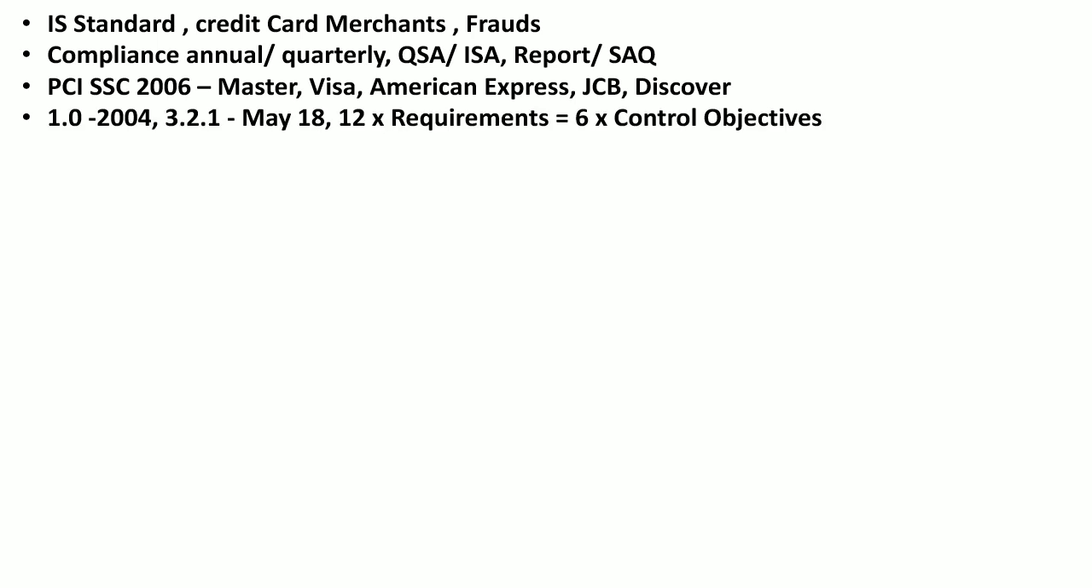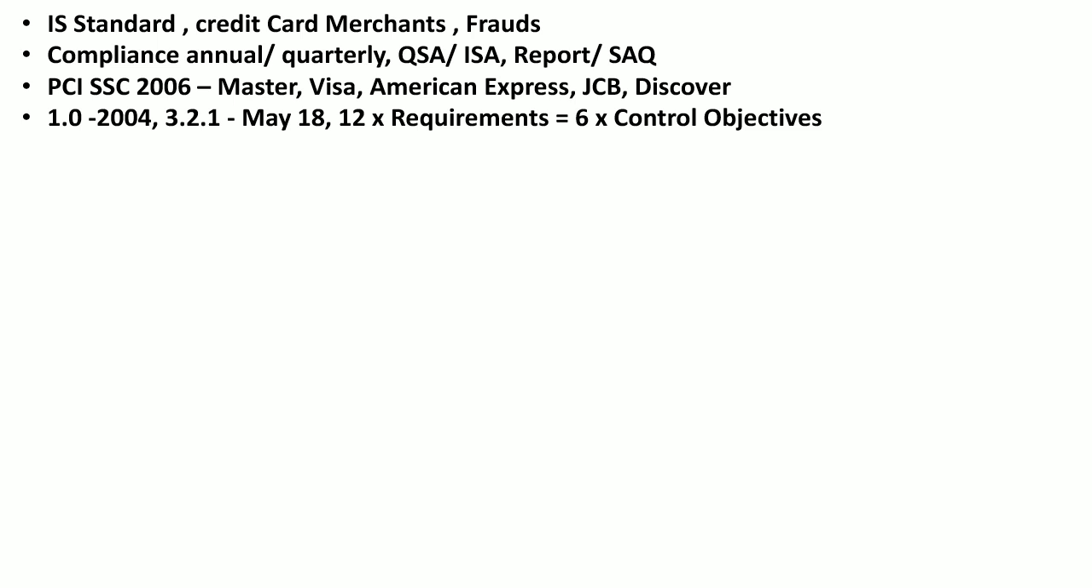So the first version of this Payment Card Industry Data Security Standard was introduced in 2004 by these five major card schemes, and then in 2006 they established this PCI SSC or Security Standards Council. And now the latest version of this PCI DSS is 3.2.1.